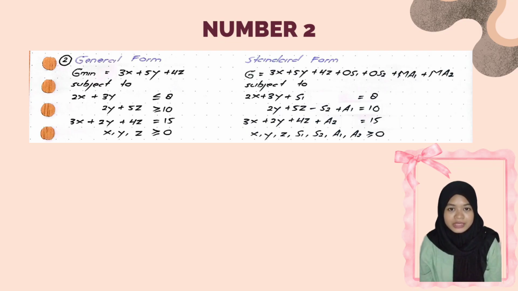The third constraint is already an equation, so I just add an artificial variable, namely A2. The third constraint becomes 3x plus 2y plus 4z plus A2 equals 15. Because this is a minimization problem, the coefficient of the artificial variables in the objective function is plus M. The objective function becomes g min equals 3x plus 5y plus 4z plus 0S1 plus 0S2 plus MA1 plus MA2, with x, y, z, S1, S2, A1, and A2 greater than or equal to 0.